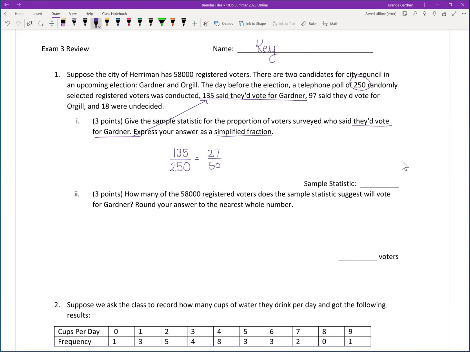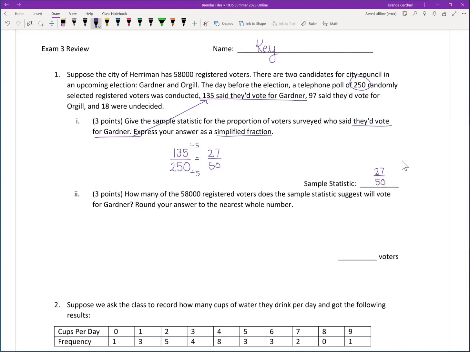If you didn't have a fraction calculator, you would just, of course, divide by whatever the common factor is. So you could divide them both by 5. And so the sample statistic is 27 over 50. Sometimes we put statistics as fractions, sometimes percent, sometimes decimal. Of course, if you wanted a decimal, you take 27 divided by 50 and write that as a decimal. And if you wanted it as a percent, of course, you'd move it 2 places after changing it to a decimal.